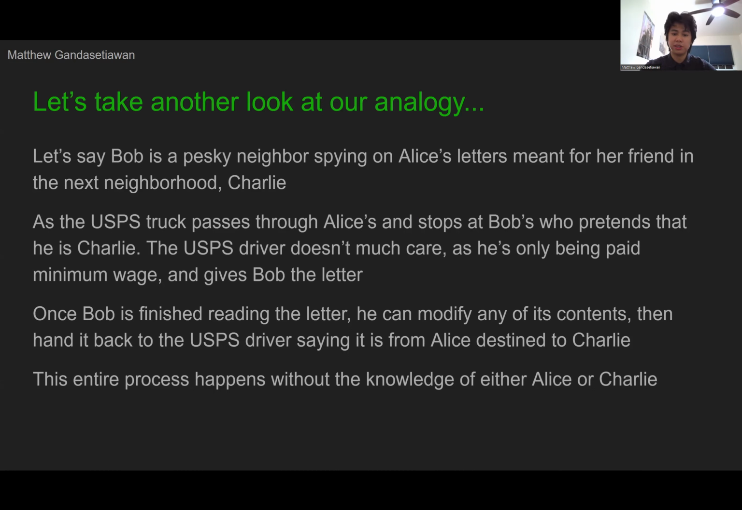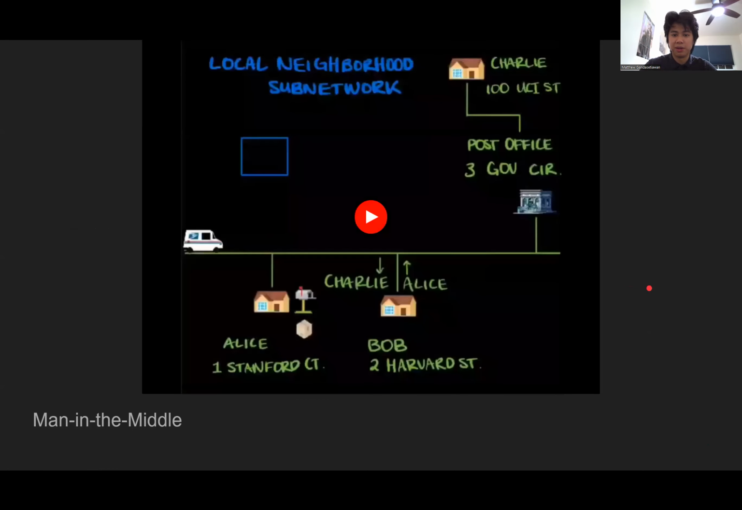And Bob, when finished reading the letter, modifies the contents if he likes, then hands it back to the USPS driver and says it's from Alice, destined to Charlie. This entire process happens without the knowledge of either Alice or Charlie. And then we can see the animation behind this attack here.